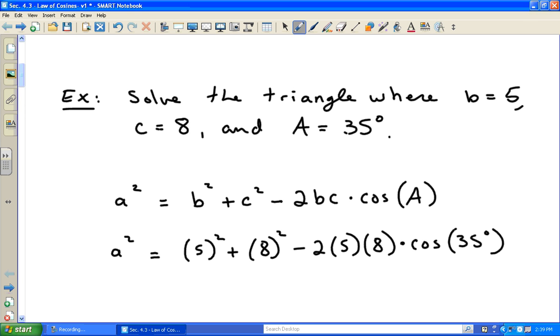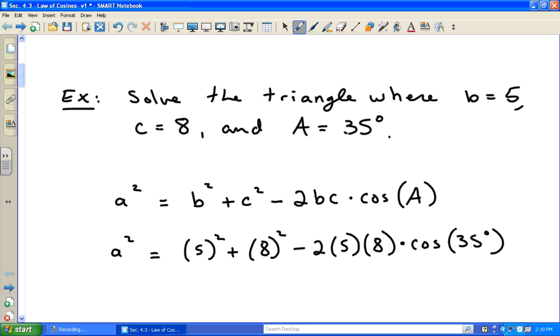Okay, now on these particular problems, you can plug the right-hand side of this equation into your calculator, and you can kind of let your calculator do everything for you. Do make sure that you're in degree mode. We see that the cosine is of 35 degrees, so we want to make sure we're in degree mode.